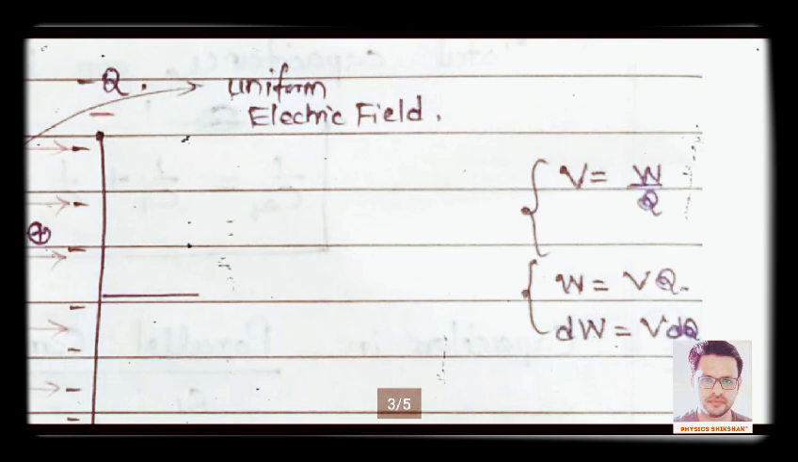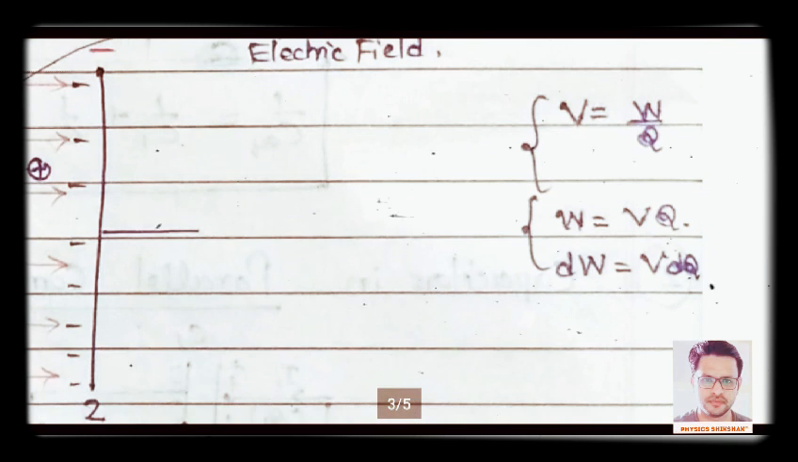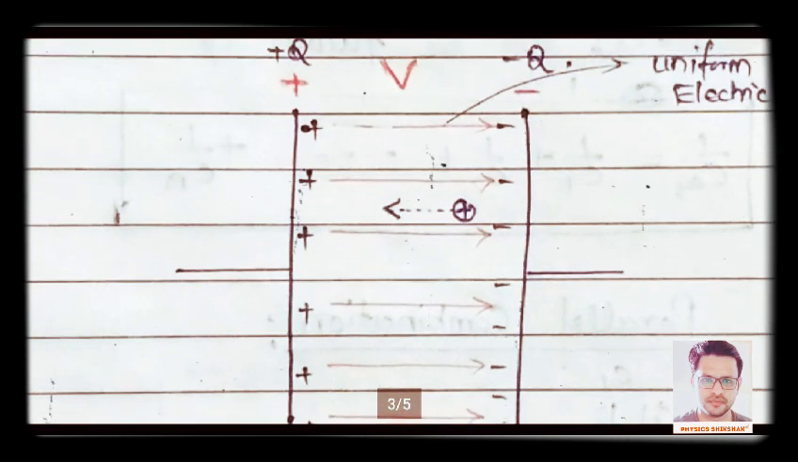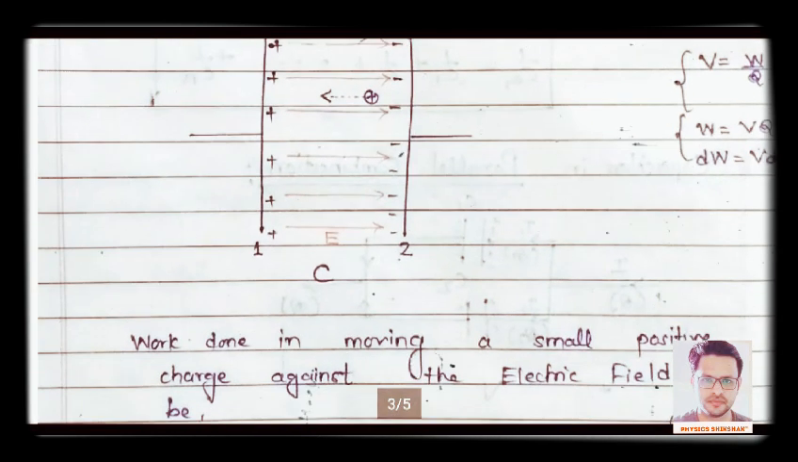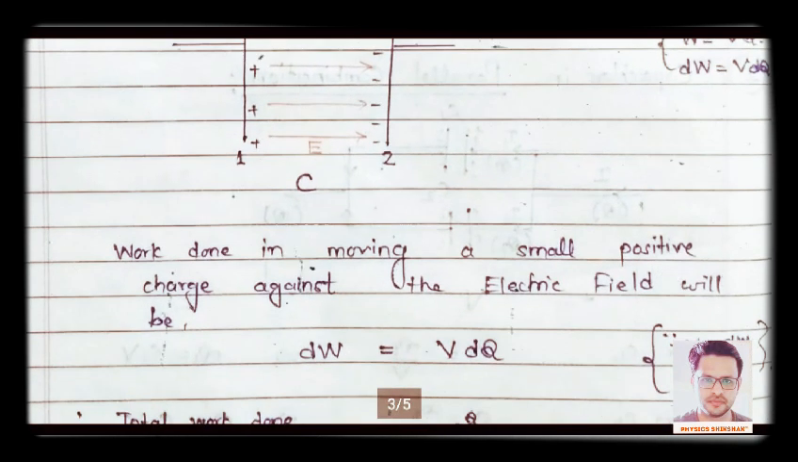If the charge is very small, then definitely very small energy will be invested to move this charge against the electric field. So to bring this small charge against the electric field, we have to do a little work. Because the potential between the plates is V and we are moving a very small charge dq, a very small energy will be required. So it will be V into dq.